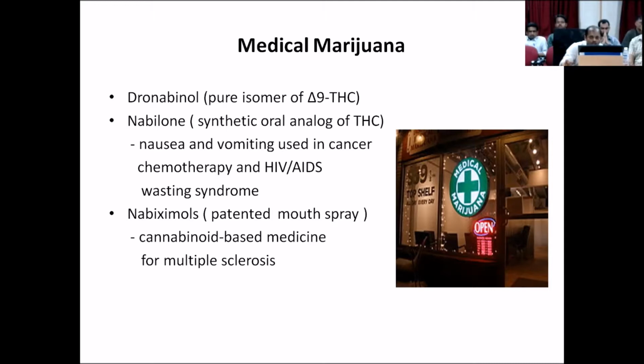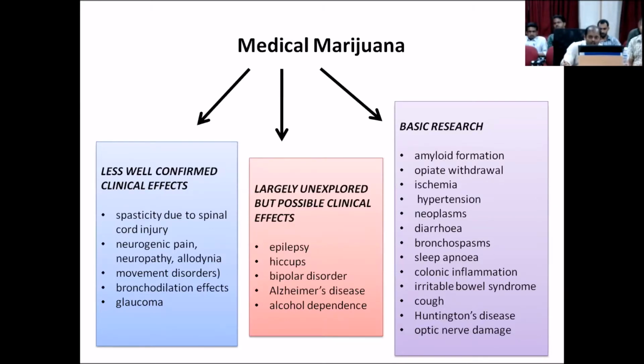Nabiximols is a 1:1 combination of THC and cannabidiol, and it has been approved in some European countries for the treatment of spasticity of multiple sclerosis. Apart from that, there are also less well-confirmed clinical effects: spasticity due to spinal cord injury, different pain, bronchodilation, glaucoma. It may be used in future in epilepsy and alcohol dependence. And basic research is considering its use in a good number of conditions.